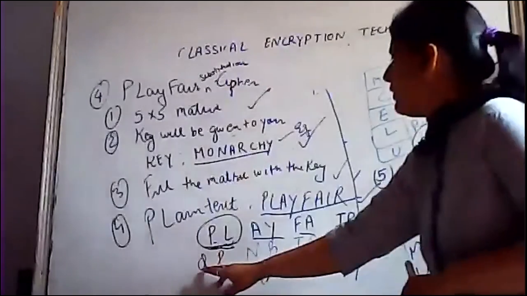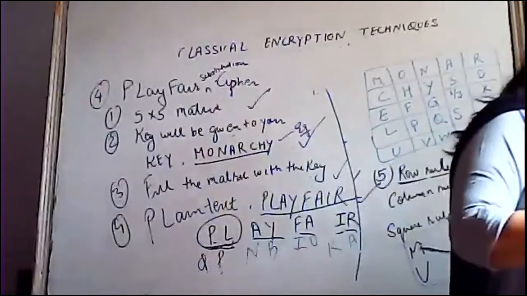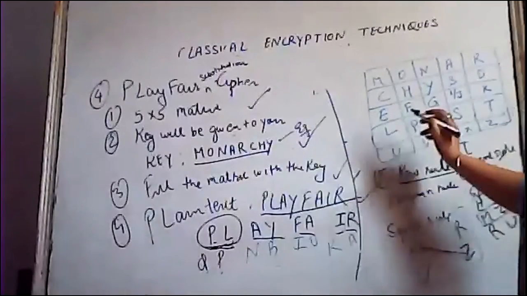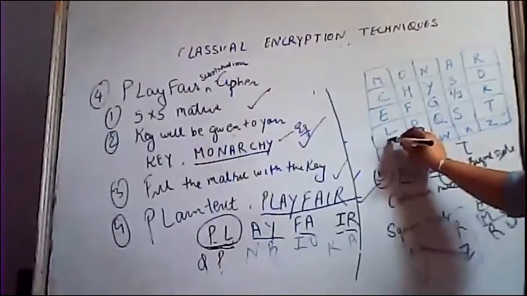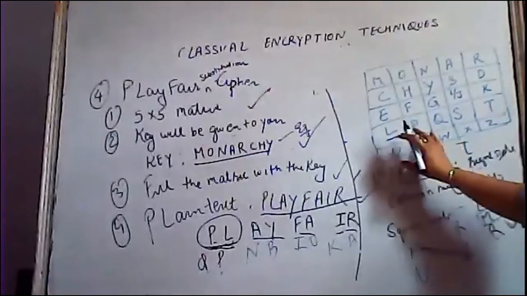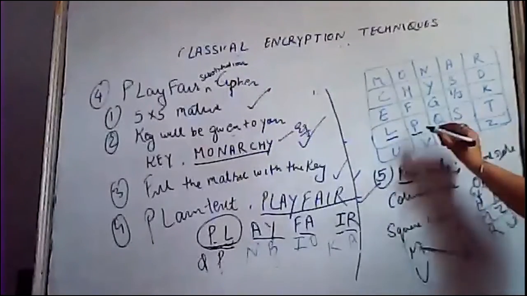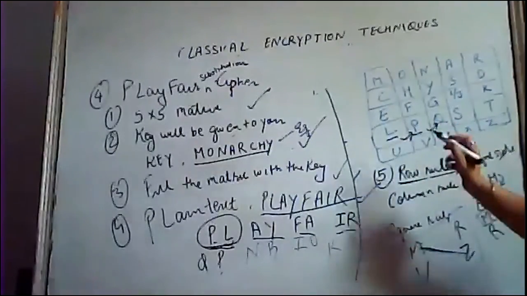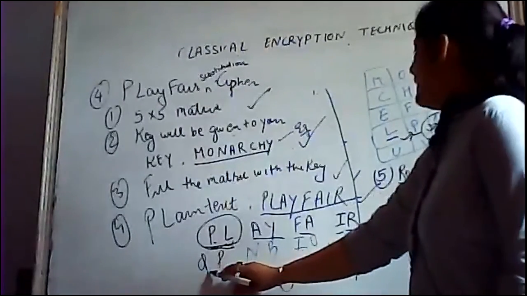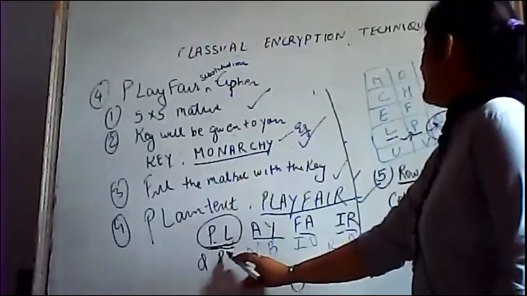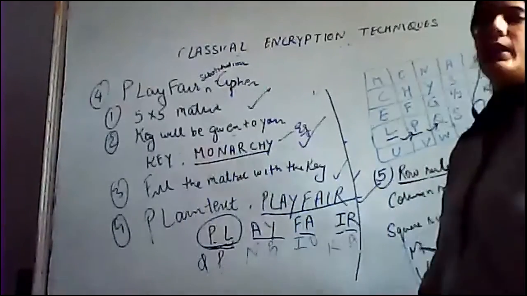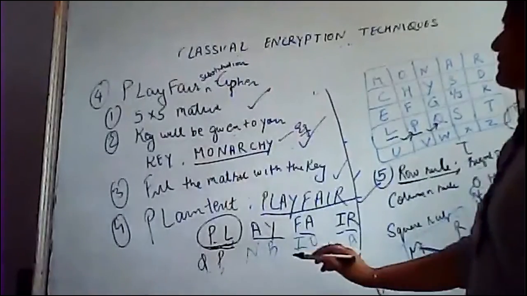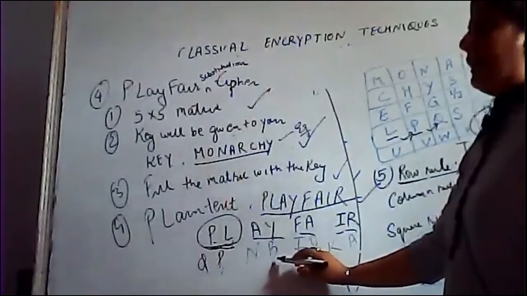So like we are having that P L over here. So this PL is what? Which rule will be applicable over here? That is your rule. So we have to move one step right. Corresponding to P, we are having Q, and for that L, we are having that PU. Fine. Next is the A Y.